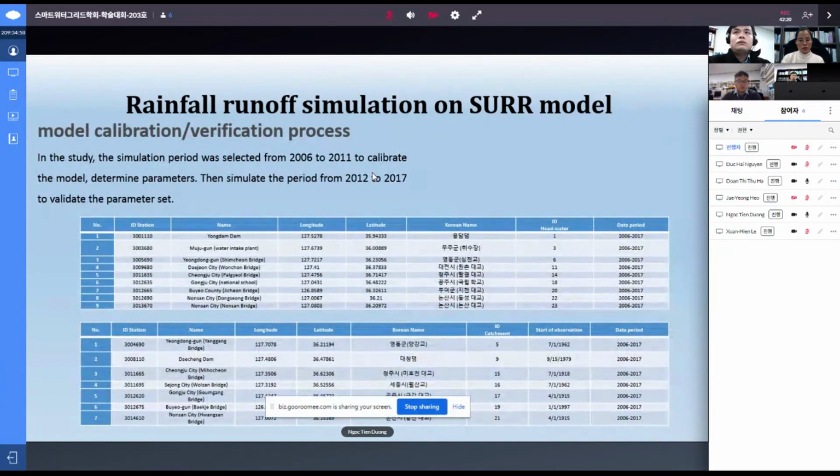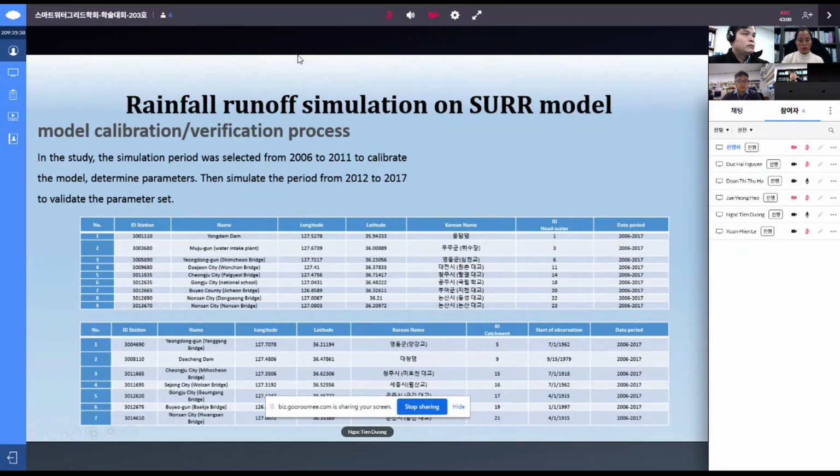About the calibration and verification process, in this data, the simulation period was selected from 2006 to 2011 to calibrate the model and determine the parameters, and then simulation from 2012 to 2017 to validate this parameter set.